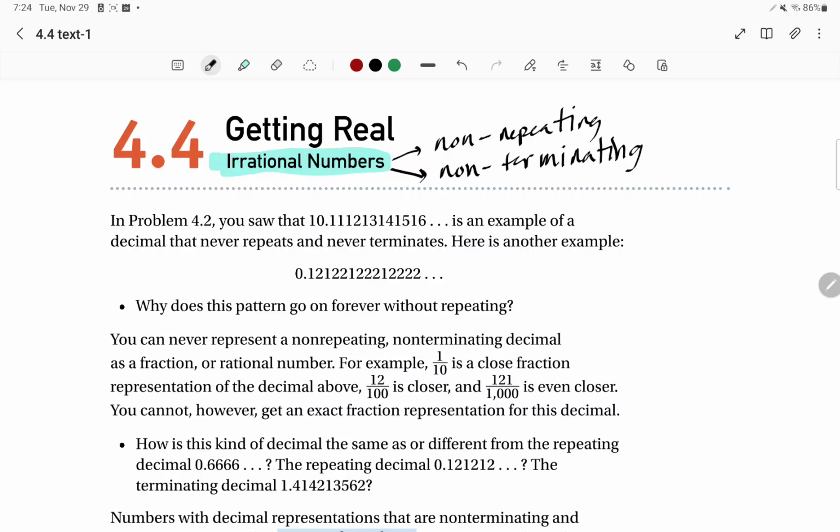Earlier we've looked at some examples. Right here is an example of a decimal that never repeats or never terminates. Here's another one. The difference between these two is that this one has a clear pattern: it goes 0.12, 122, 1222, 12222, and so forth. But this one has no pattern. Either way, both of these are irrational numbers because they go on forever, they never repeat, and they never terminate.